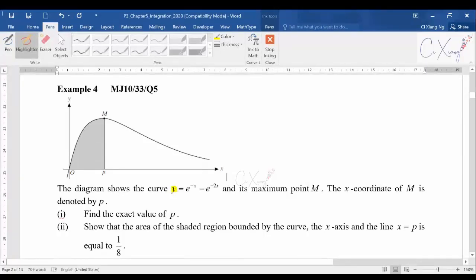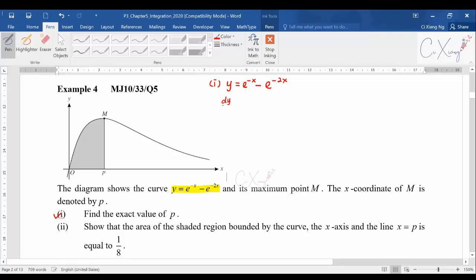I'm having this curve, and they tell me that the maximum point is M. So the x coordinate of M is denoted by P. All right. So first they want to find the x value of P. Okay. So again, you want to find out the x coordinate for maximum point. Okay, so what is the x coordinate for maximum point?